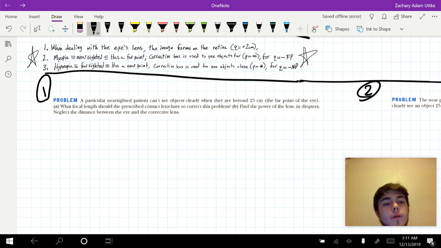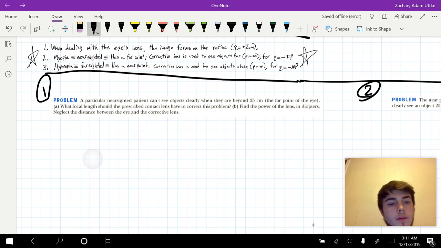Lastly, hyperopia means you're farsighted, so you can only see far away, and you have a near point, so you can't see anything closer than your near point. And the whole point of a corrective lens, it's used to see objects up close. So your object is going to be located at some distance. So that's why I have P equals a number. And for that, Q equals negative near point.